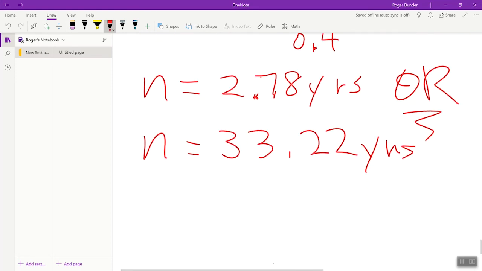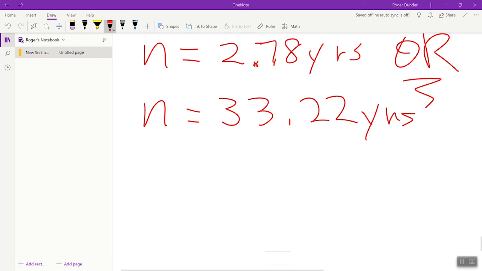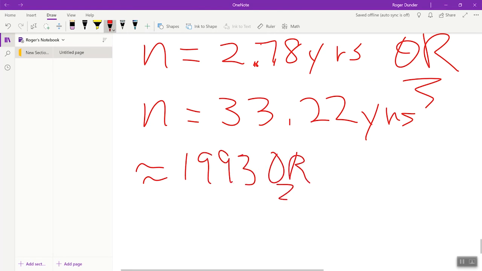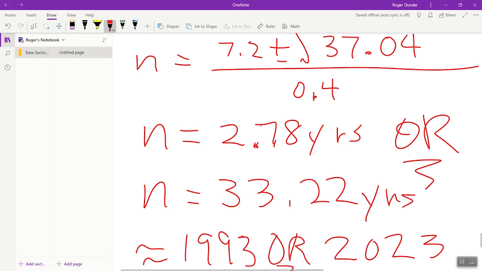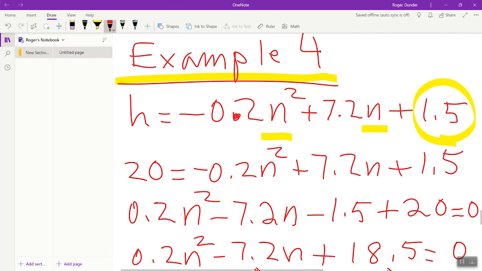So these are years since the year 1990. If we add these number of years to 1990, we'll get the approximate year that we would have 20% high-speed internet. So 2.78 is close to 3 years, so roughly 1993, or roughly 33 plus 1990 is roughly 2023.